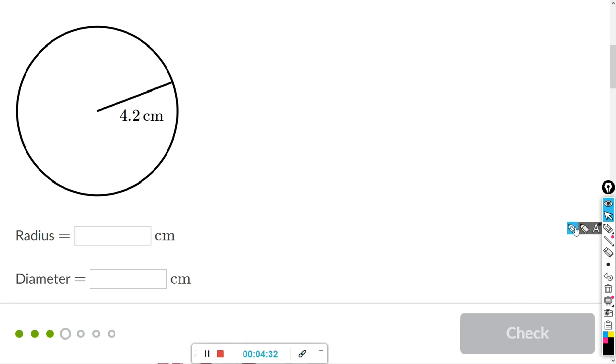Here, again, they're asking us to find the radius and the diameter. Again, I think they should draw the center, but we can just assume this is the center right here. And we said when it goes from the center to the circle, that's the radius, R. So we know that R is 4.2.